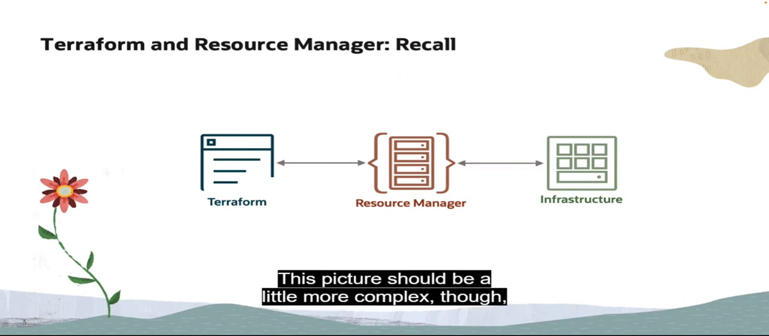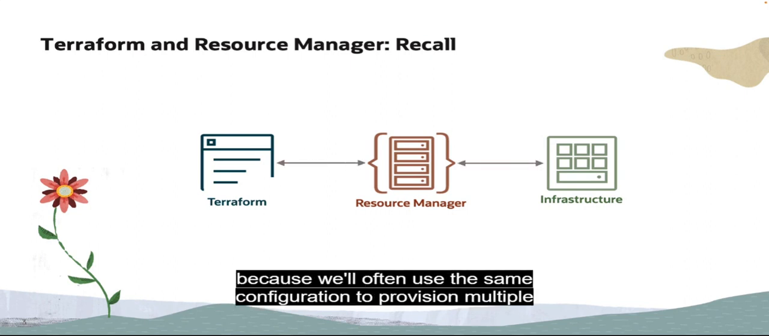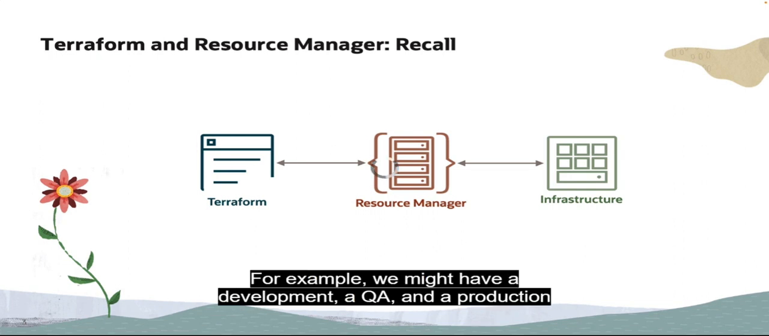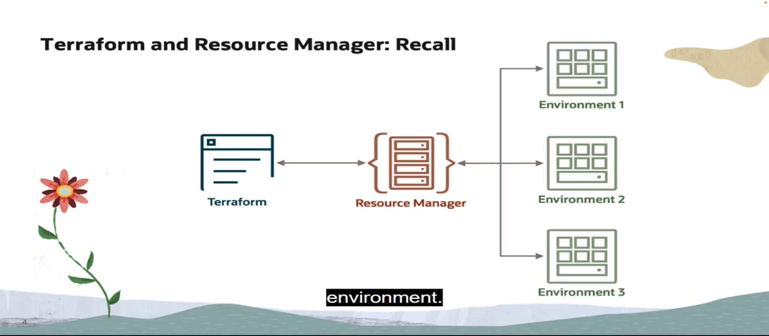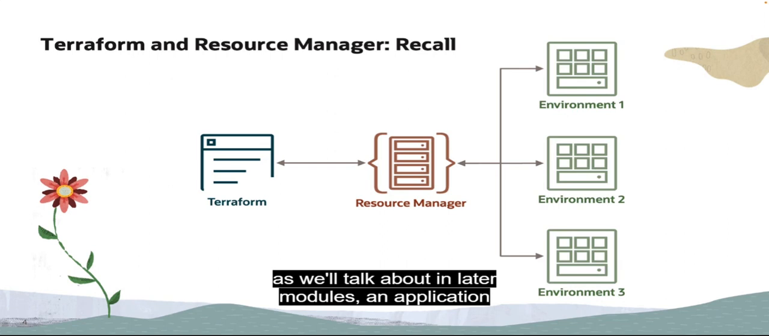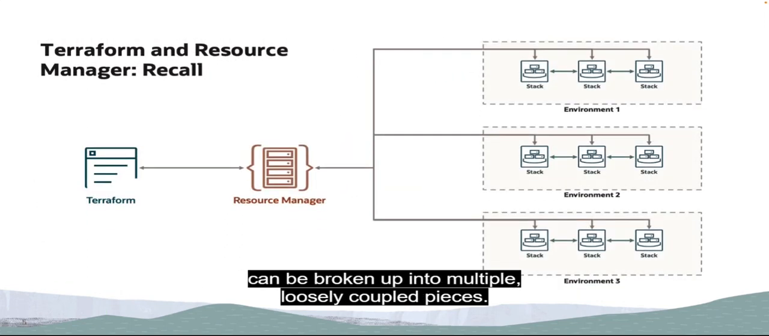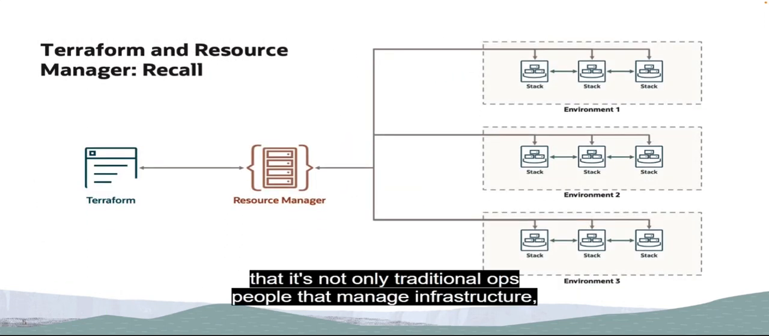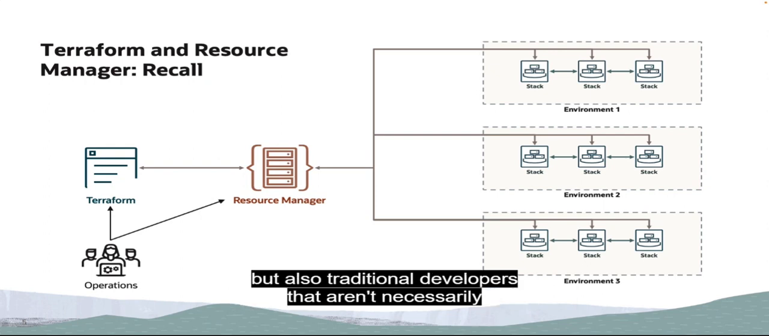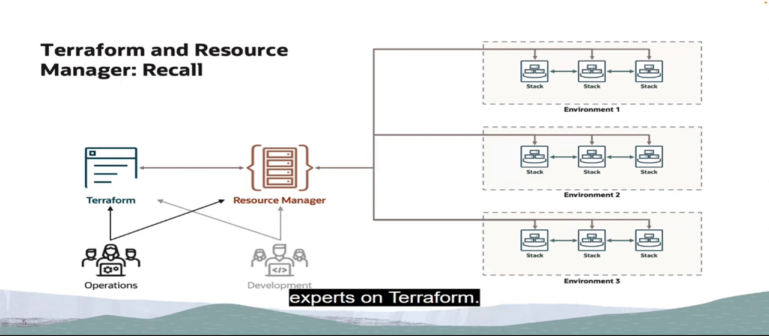This picture should be a little more complex though, because we'll often use the same configuration to provision multiple stacks. For example, we might have a development, QA, and a production environment. Also, in a microservices-based application, as we'll talk about in later modules, an application can be broken up into multiple loosely coupled pieces. Finally, one of the big parts of DevOps is that it's not only traditional ops people that manage infrastructure, but also traditional developers that aren't necessarily experts on Terraform.